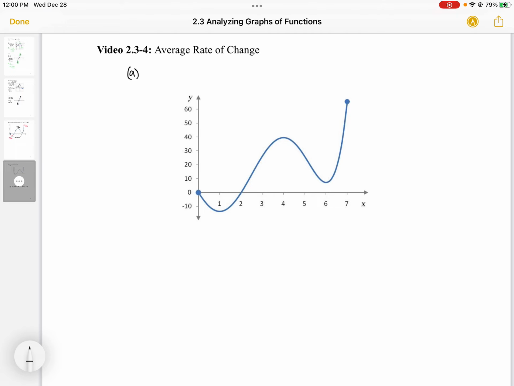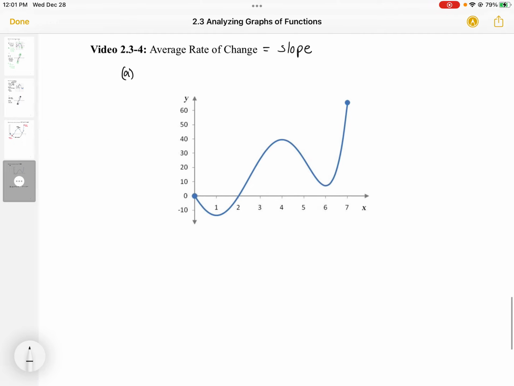So the average rate of change is the same thing as saying find the slope between 2 points on this function. We generally use the term average rate of change when we're given a function that's not linear, like the one presented here. So in order to find the slope, we need to find 2 points. And the 2 points are generally going to be given to you. So let's just say these are the 2 points that are given to you. This point, which is 4, 40, and this point, which I'm going to approximate, it's about 6, 10.